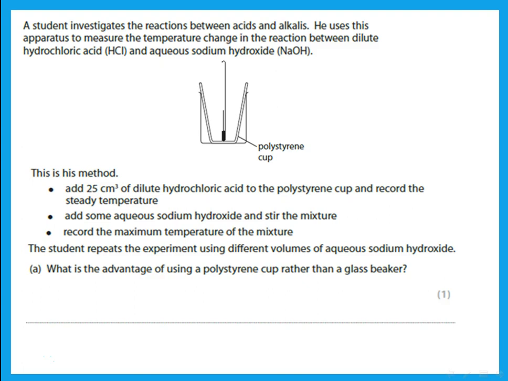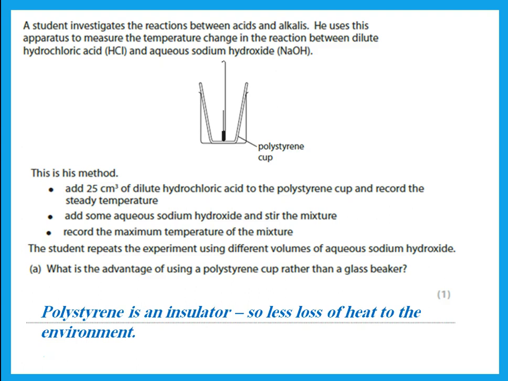Okay, this next question says a student investigates the reactions between acids and alkalis. He uses this apparatus to measure the temperature change between dilute hydrochloric acid and sodium hydroxide. This is his method. He adds 25 centimeter cubed of dilute hydrochloric acid to the polystyrene cup, and he adds some aqueous sodium hydroxide, stirs the mixture, records the maximum temperature, and he repeats the experiment using different volumes of sodium hydroxide. The first question says, what is the advantage of using a polystyrene cup rather than a glass beaker? Remember, any reaction in which I need to measure the temperature should be done in a polystyrene cup, not a glass beaker. This is because the polystyrene is an insulator, so there will be less loss of heat to the environment.